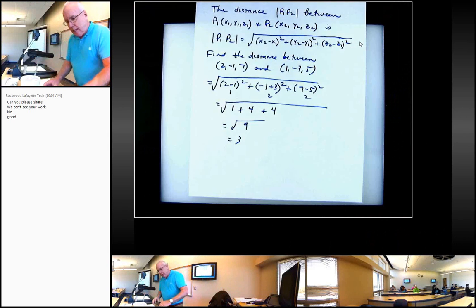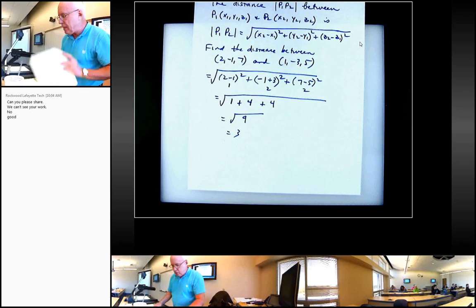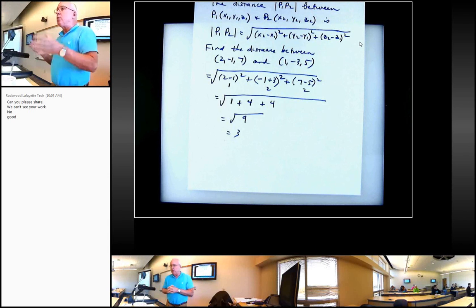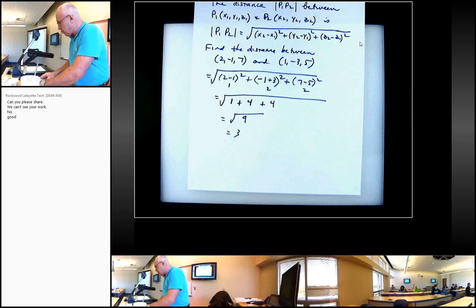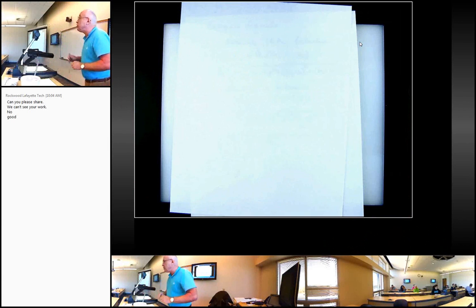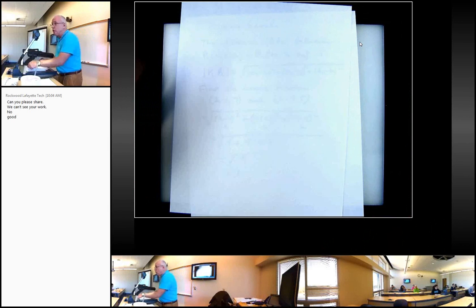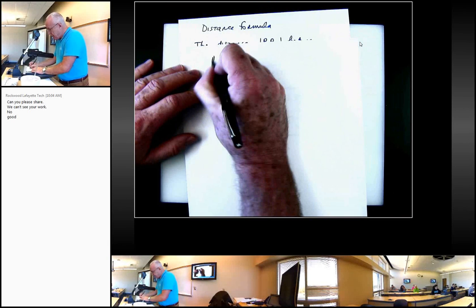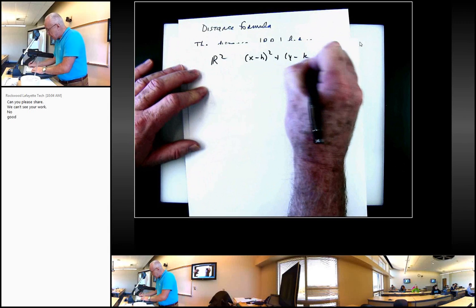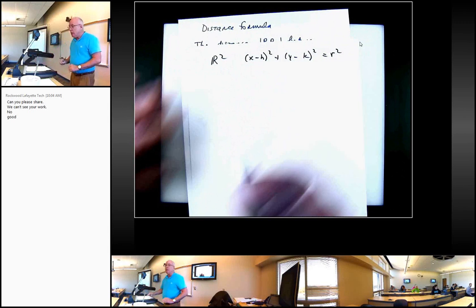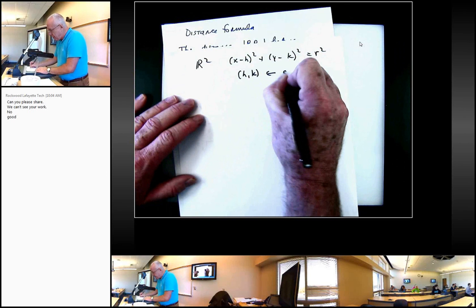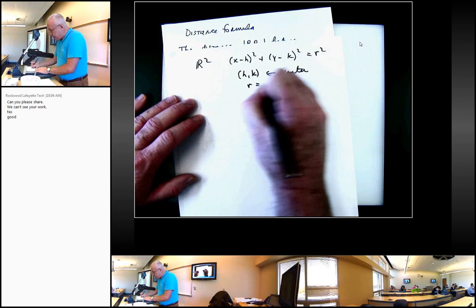And then one other concept from this section has to do with the equation of a sphere in R3, of course. We remember that the equation of a circle in R2 is (x minus h) squared plus (y minus k) squared equals r squared, where the center of the circle is (h, k), and r is the radius of the circle.